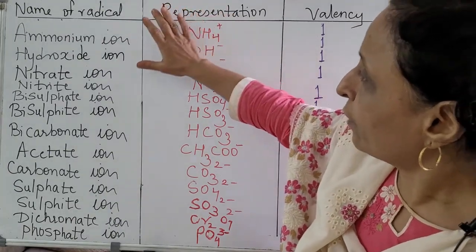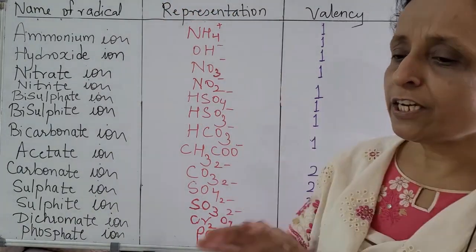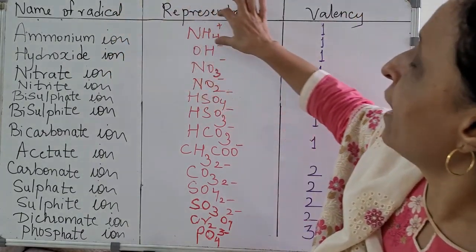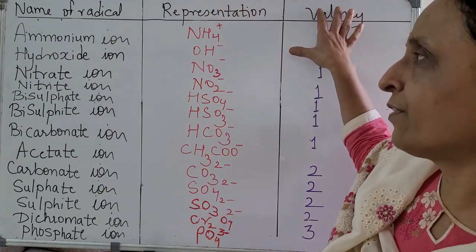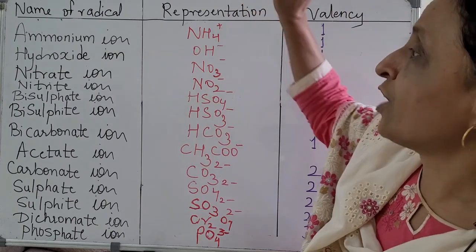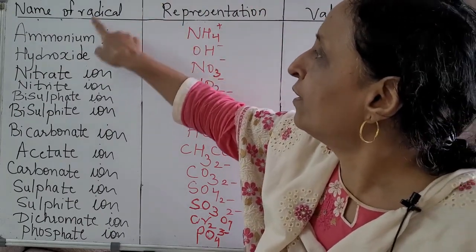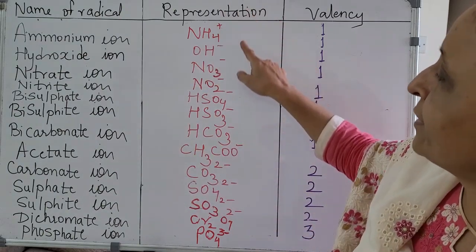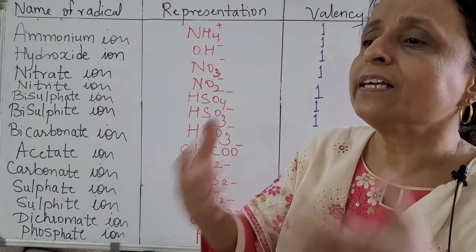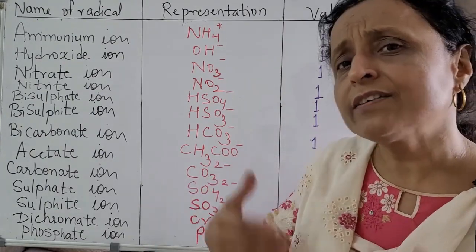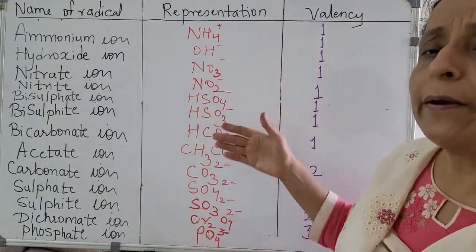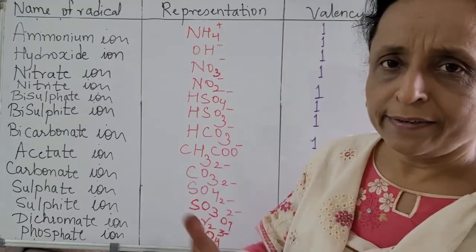So what you have to do is take your notebook and write the name of the radical and its representation. And valency, anyhow, you're going to remember when you remember the charge. So you go on writing the name of the radical and its representation, and slowly learn. You will know that it is very easy to learn. Once you start writing whatever is given, then it becomes simple to write because there is lot of similarity in it.